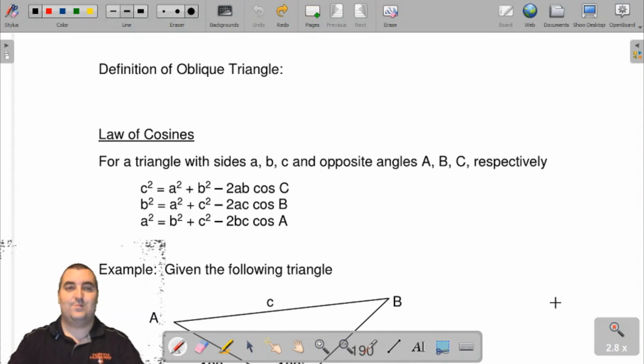Hey guys, Mr. Revo here, getting ready to talk about law of cosines. Before we get going with that though, I do want to talk about one quick definition, and that is of what an oblique triangle is.